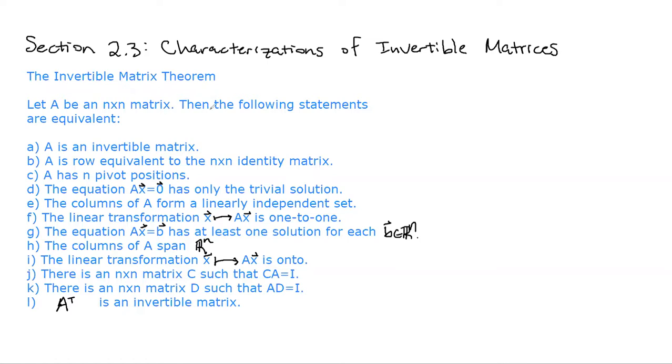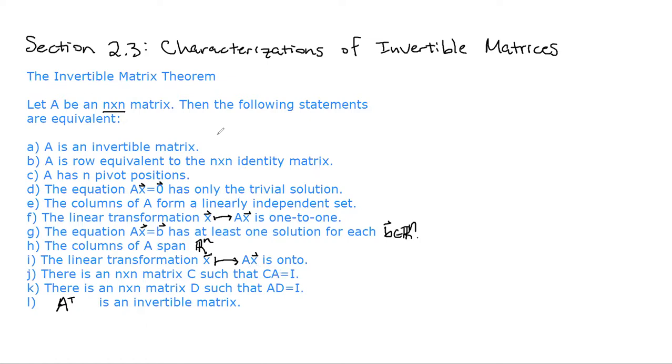So the invertible matrix theorem is specifically looking at a square matrix A. So A is going to be an n by n matrix. If A is square, then the following statements are equivalent. What this means is we have a list of 12 properties, and either all 12 of them are true or all 12 of them are false.